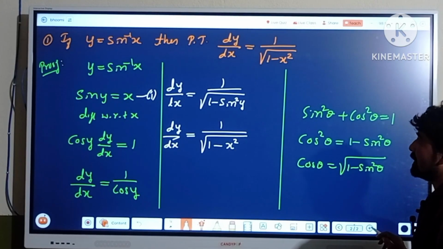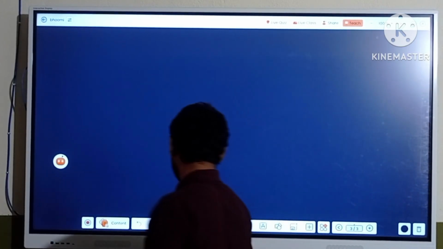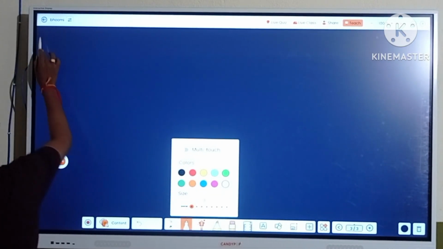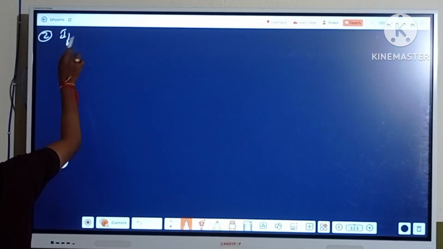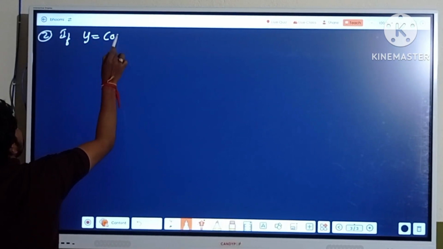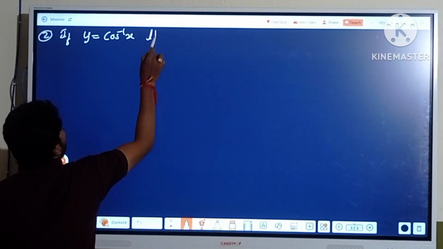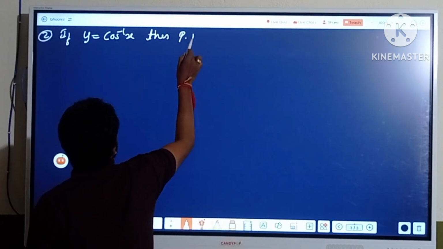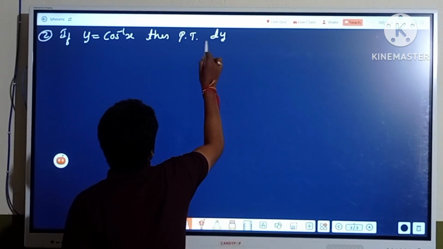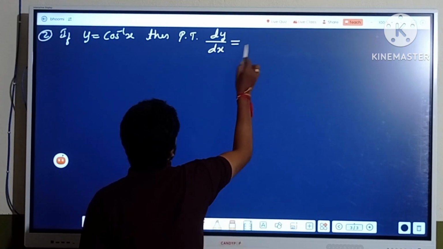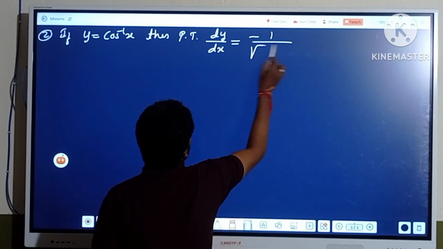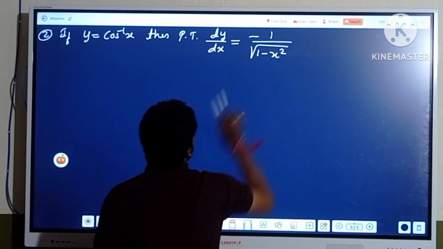Now let us start the second one. So what is the second one? If y is equal to cos inverse x, then prove that dy by dx is equal to minus 1 divided by square root of 1 minus x square.